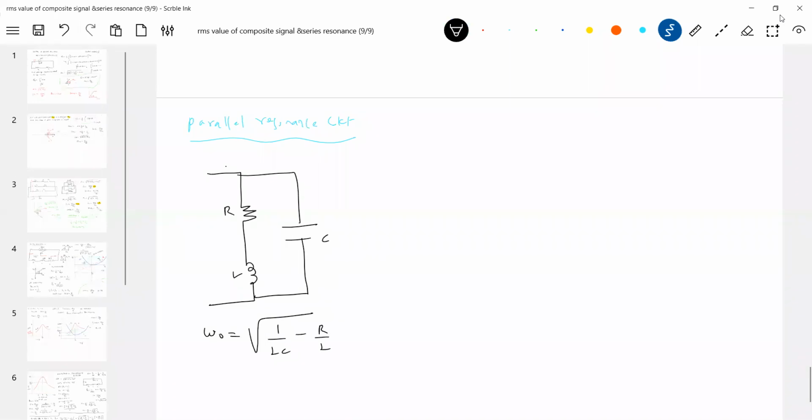Parallel resonance circuit. So what is the resonance frequency of this? Omega naught equals square root of 1 by LC minus (R by L) whole square.